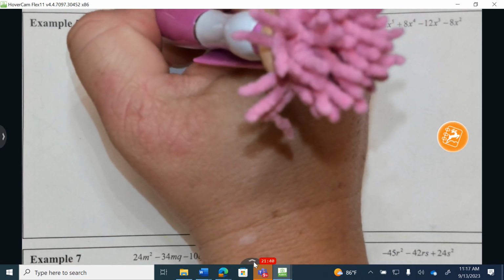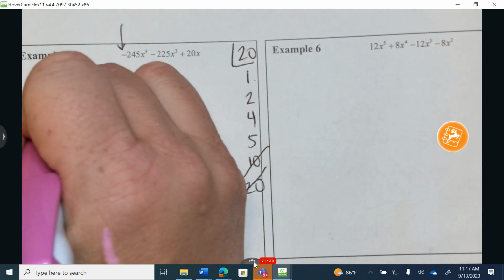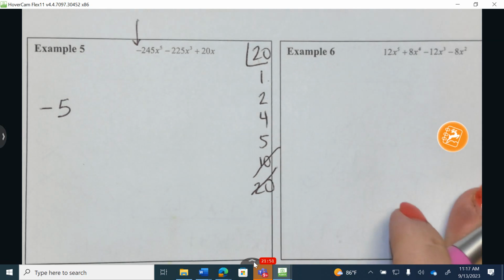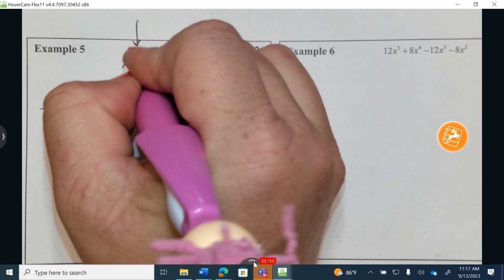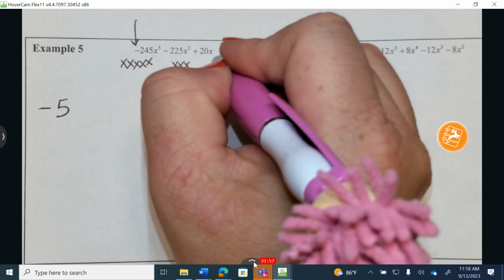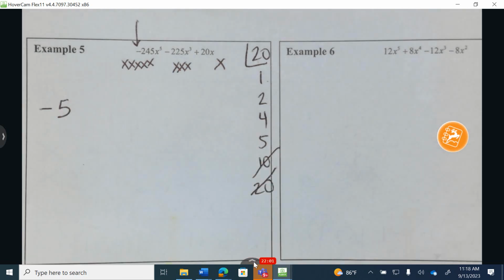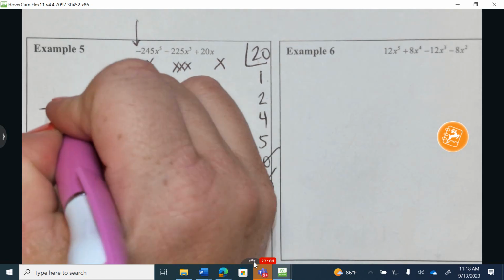Now here's the deal. Can you please put an arrow above the negative sign? When your leading coefficient is negative, we're going to factor out that negative sign. So let's put a negative 5 out front, please. The first term has 5 x's. The second term has 3 x's, and the final term has 1 x. What is the most that you can take out of all 3 terms? 1 x.